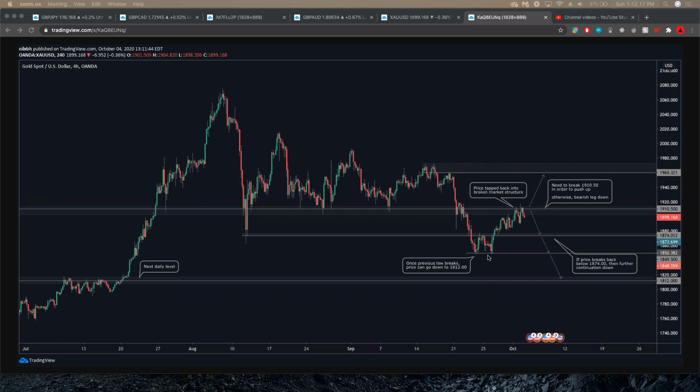Same analysis as last week. Last week's analysis played out. Price tapped into 1849.5 and went up to 1910. You can check that out in the weekly recap.